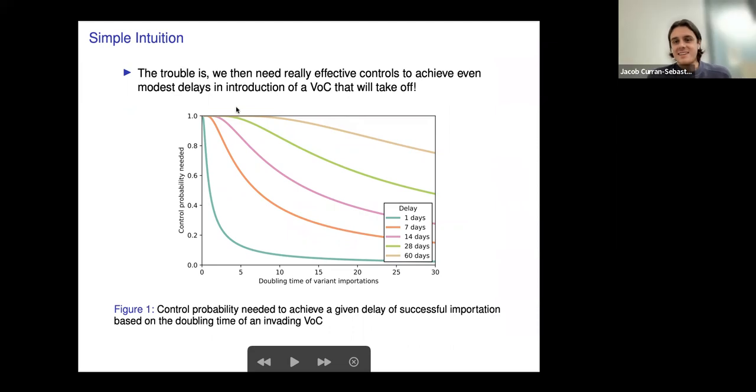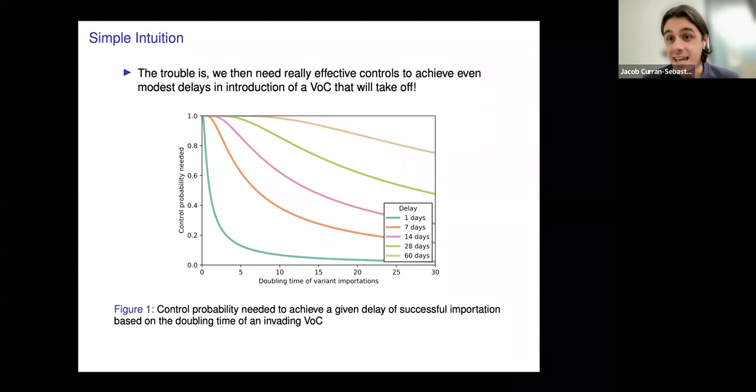And then the trouble is that what this shows us is that we need really, really effective controls to achieve even a slight delay in having imported cases. So for COVID in the early days, early 2020, people were estimating a doubling time of between 3 and 5 days. So if we look between the 3 and 5 days, we can see that to achieve a one day delay of introduction, we would maybe need like a 20% control probability. So 20% of the cases we're effectively blocking.